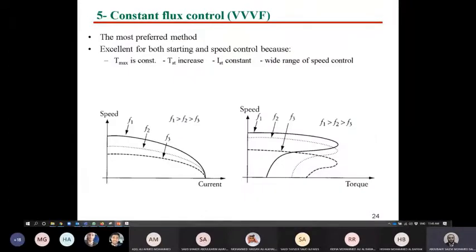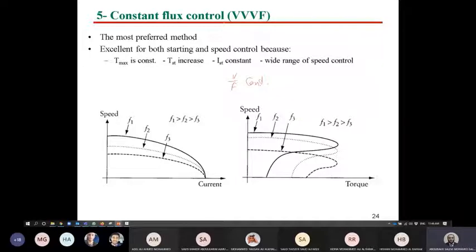So simply, we have another technique which is the preferred one in industry, called variable voltage, variable frequency, or constant flux operation. For this technique, guys, we can control V and F at the same time, keeping the ratio V over F constant. If this happens, the flux will be constant all of the time. And if the flux is constant, this is going to keep maximum torque constant.